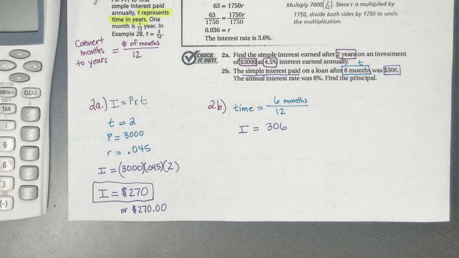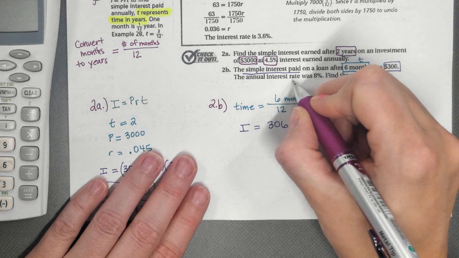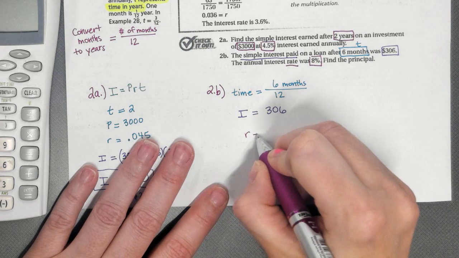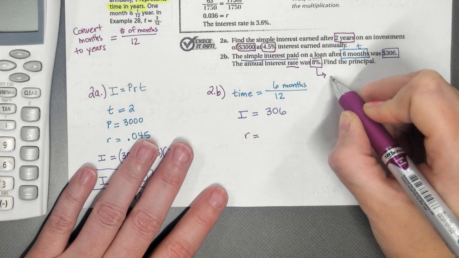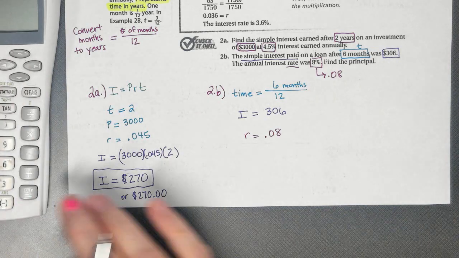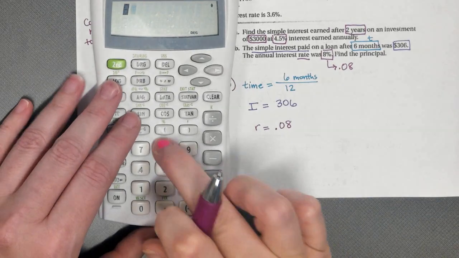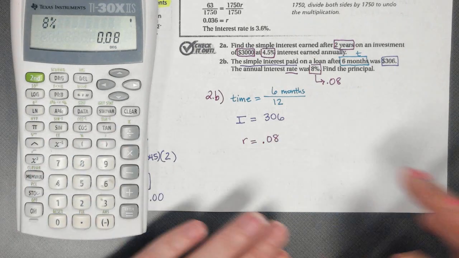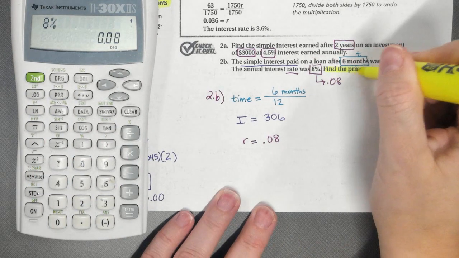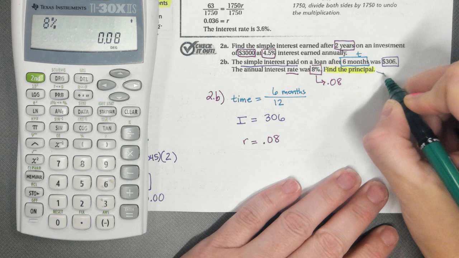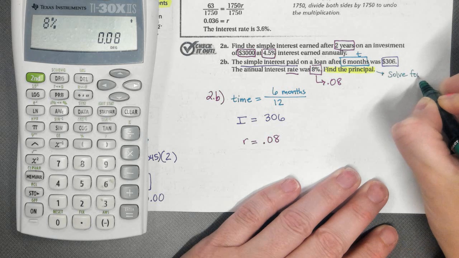Okay, and then what's the last number they give you? 8. So the annual interest rate was 8%. So that's going to go in for R. And then how do we write 8% as a decimal? 0.08. And remember, you still have that percent key, so don't be shy to just use it and convert. Okay? Now it says find the principal. Principal is what variable? The P. So what we're going to do is we are going to solve for P.